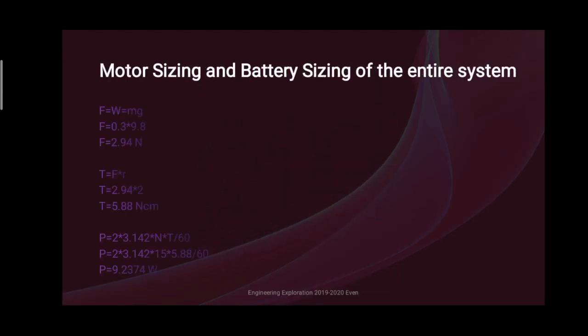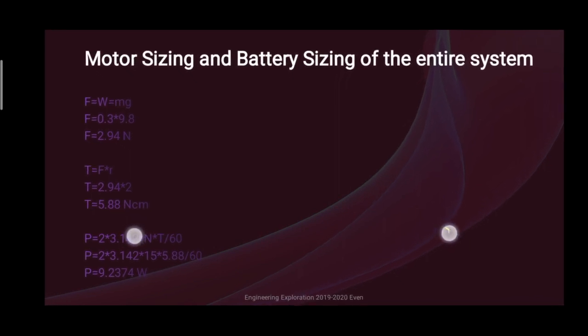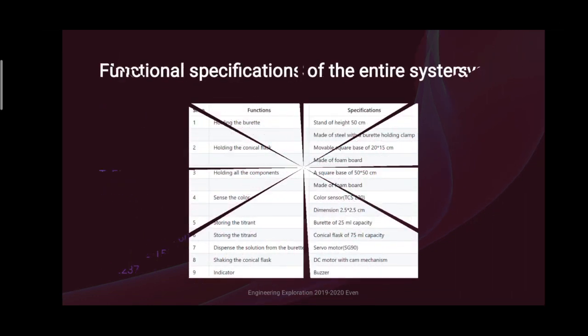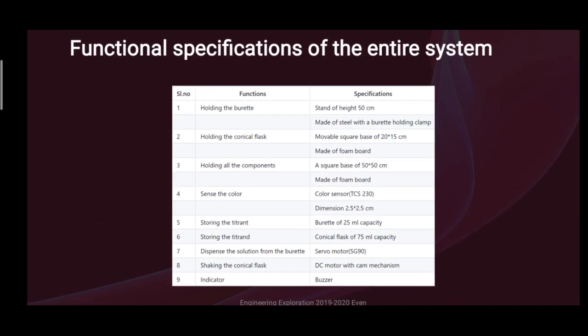And after that, we are coming with a motor sizing and battery sizing of the entire system. In that, we need 2.94 Newton force and 5.88 Newton centimeter torque, and then 9.2374 watt power. After that, we are coming with the functional specification of the entire system.